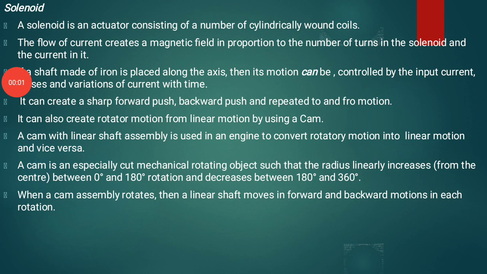Next our topic is a solenoid. A solenoid is an actuator consisting of a number of cylindrical wound coils. So this is also one of our actuators, where it consists of cylindrical wound coils. Let us see where these solenoids are used.